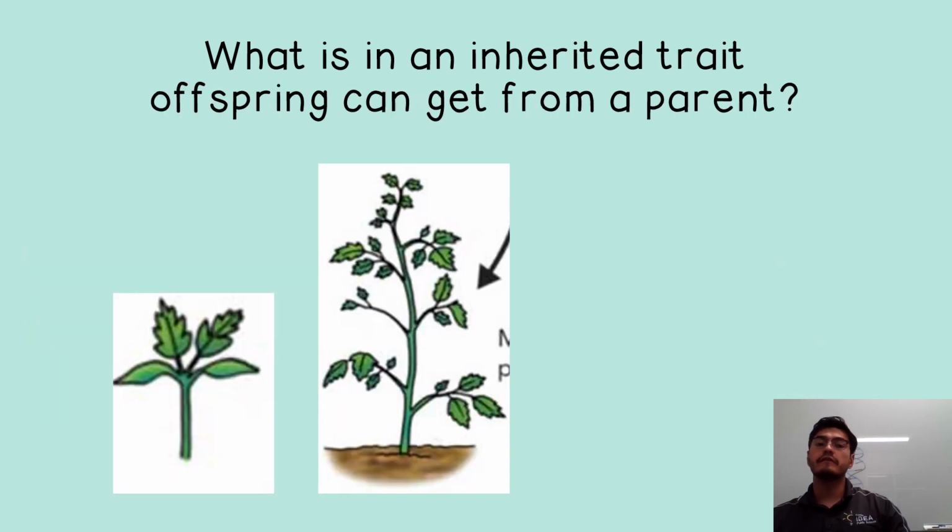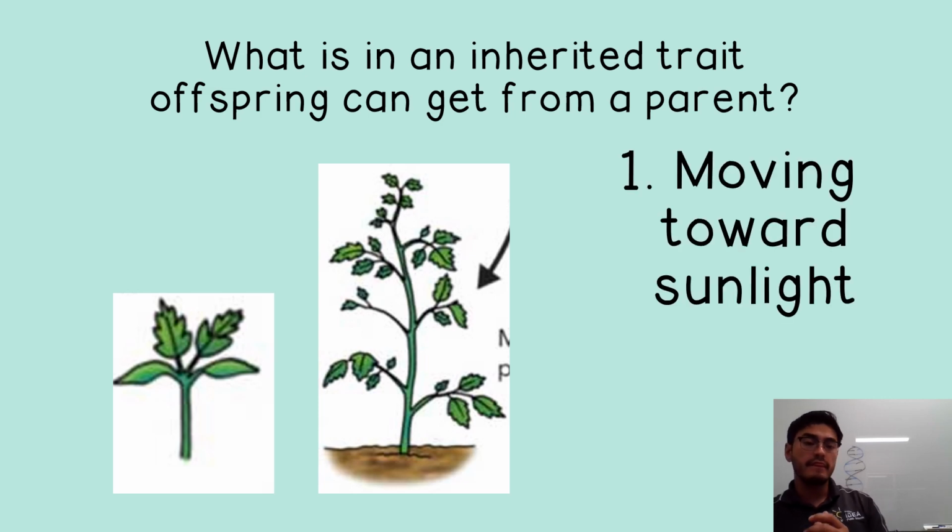Let's try it again with another example. Go ahead and pause the video and write down what inherited trait that baby plant, the baby plant on the far side, got from its parents, the larger plant.